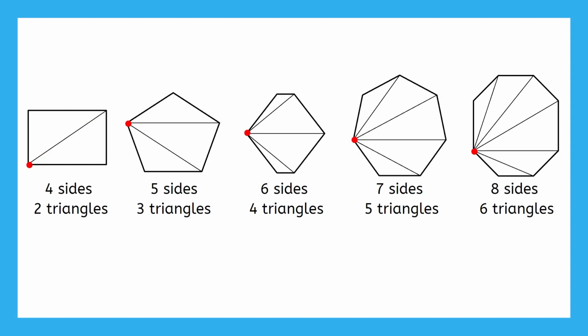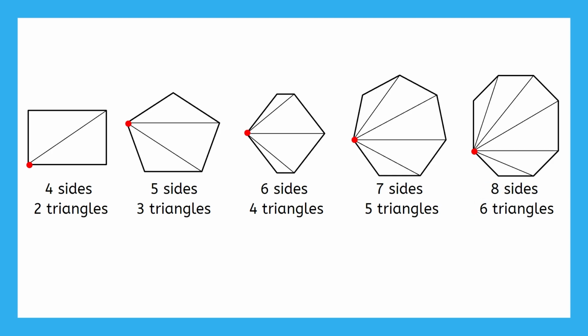This may seem like a lot at first, but there's a pattern that can help us remember this. Do you notice the pattern between the number of sides in the polygon and the number of triangles? How do we get from 4 to 2? And from 5 to 3? Does the pattern you're thinking of also work with 6 and 4? 7 and 5? And 8 and 6?